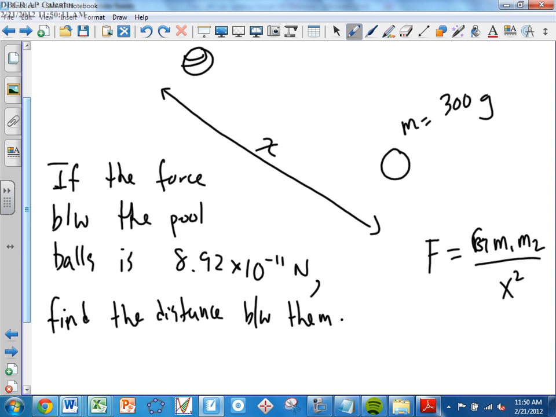Now, we know F. We know G. G is a constant. From now on, you always know G. You don't ever have to memorize it. It'll be given. You know the masses of each. So solve for x squared. How do I get x squared by itself? Very good. Just switch, please. You're going to multiply this up, and you're going to divide the F down below. So just switch the spots.